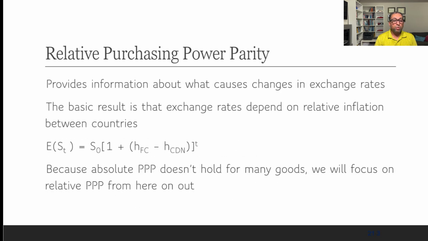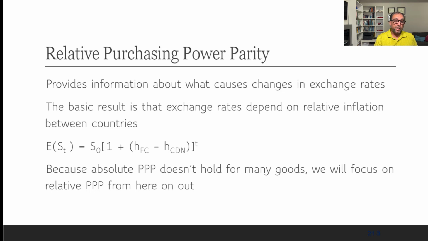So relative purchasing power parity provides information about what causes change in the exchange rate. The basic result is that the exchange rate depends on the relative inflation between countries. So that infers that the change in exchange rates between the countries is because of the difference of inflation in different countries.